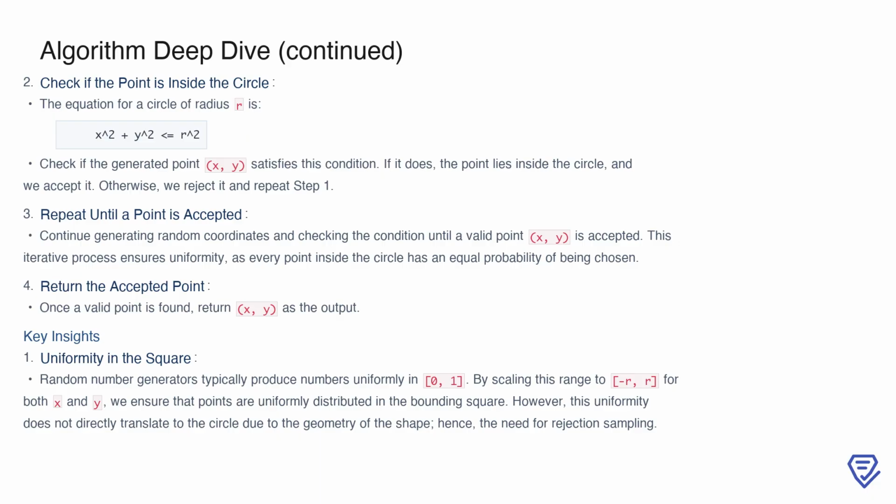It's also important to consider edge cases. For very small circles, the random number generator must handle small ranges accurately. In the degenerate case where r equals 0, the circle reduces to a single point, and the only valid output is the circle center, center_x, center_y.